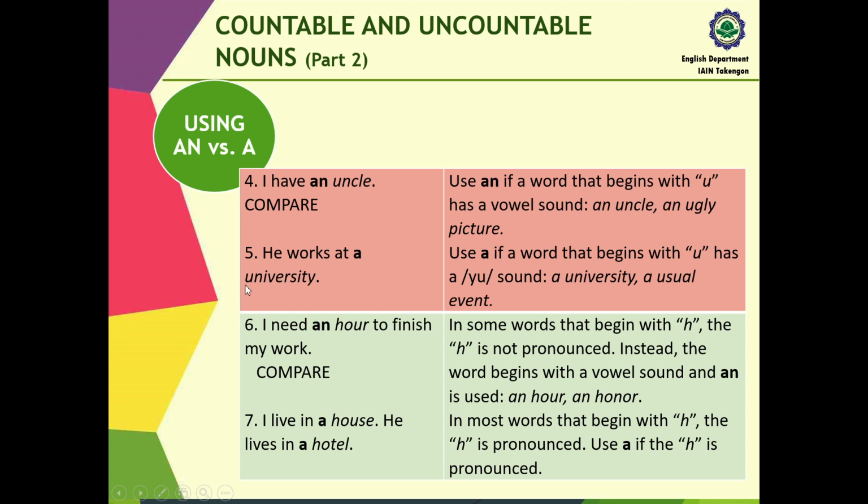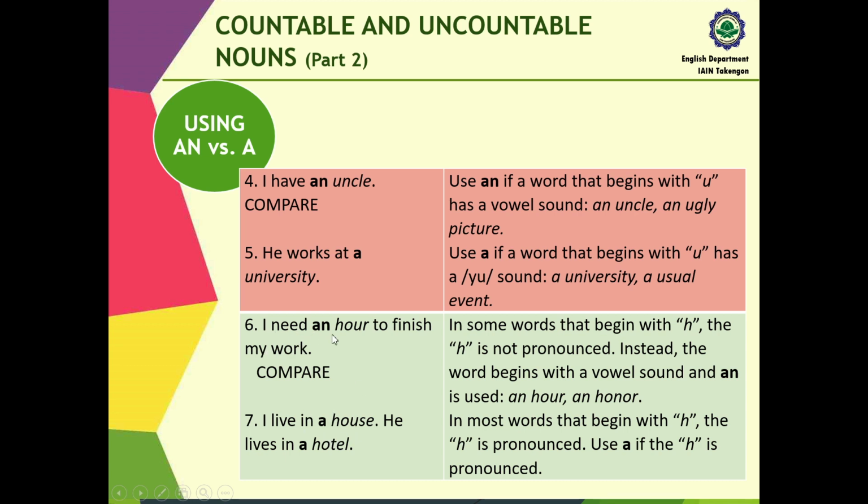Okay, the letter U actually is a vowel, but the sound we produce is a consonant. Okay, the same case also happens in the next sentence. We have to compare this sentence to this one because sometimes we use an and at another time we use a.